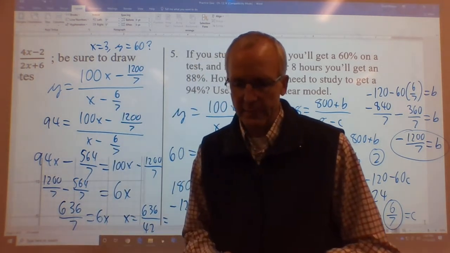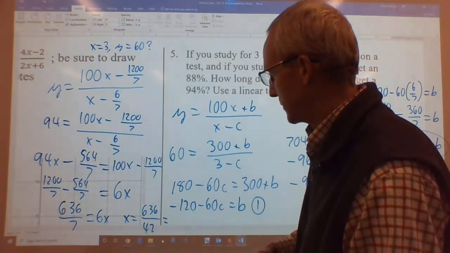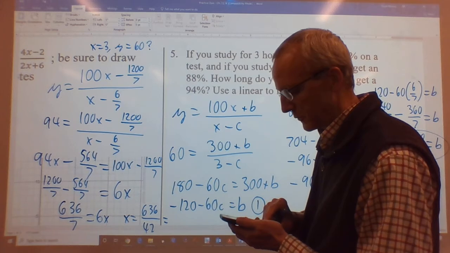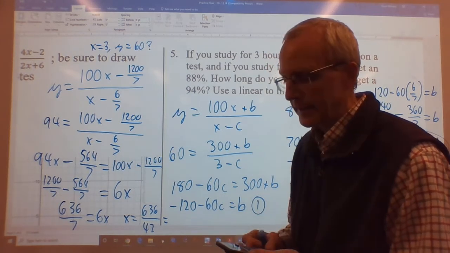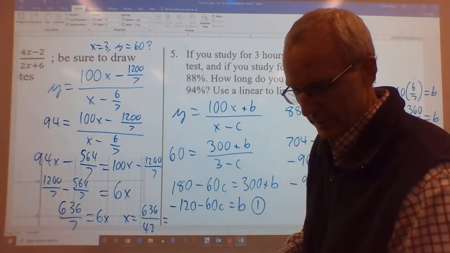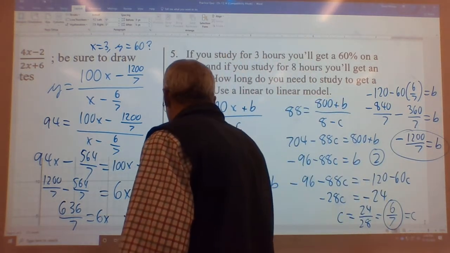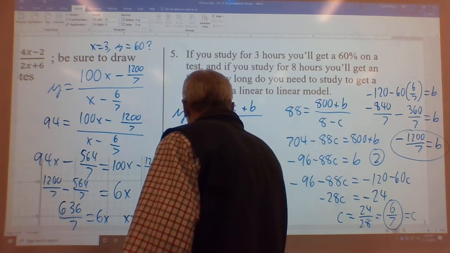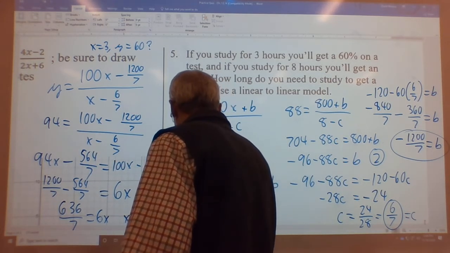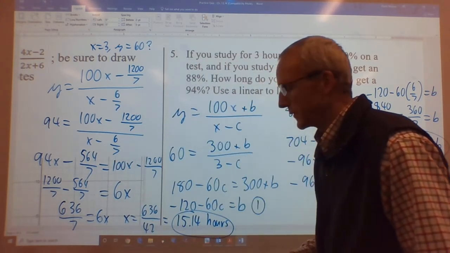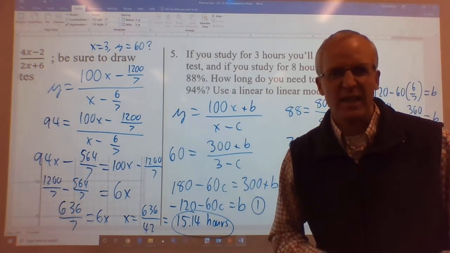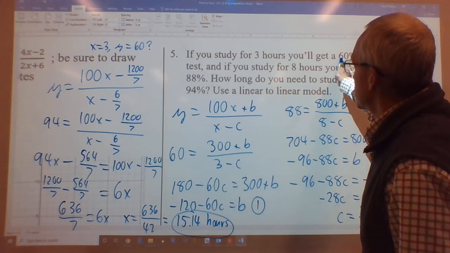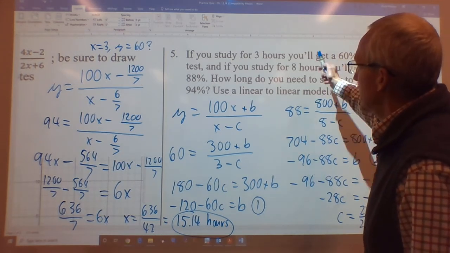Now we'll decimalize it. It would be nice if this could possibly work out to a pretty answer. Unlikely. 636 divided by 42 is 15.14. Whoa, that's a lot of hours. 15.14 hours. That's more than I thought it would be. To get a 94%, you're going to have to study for 15.14 hours. Ooh, that's a long time. My guess was like 12 or something, but I guess 60% is 3 hours.